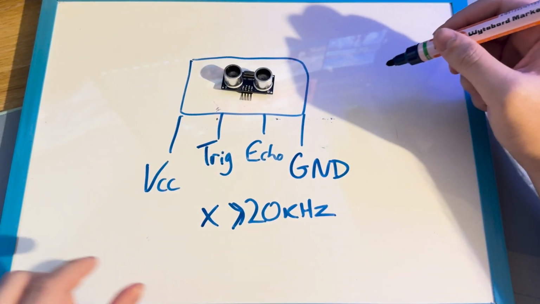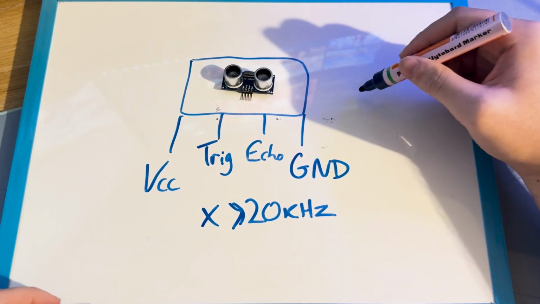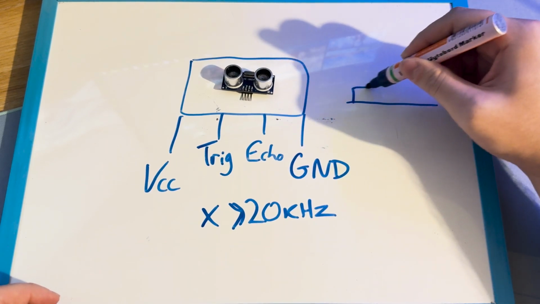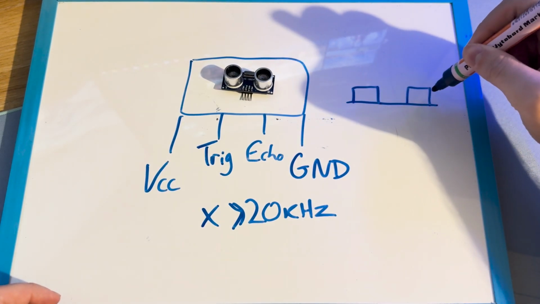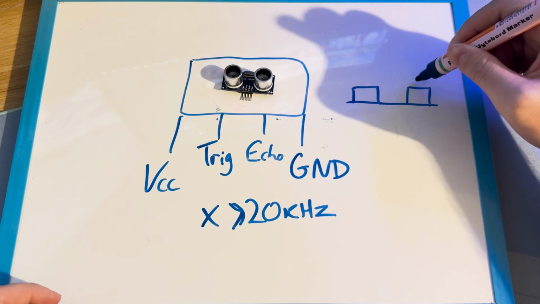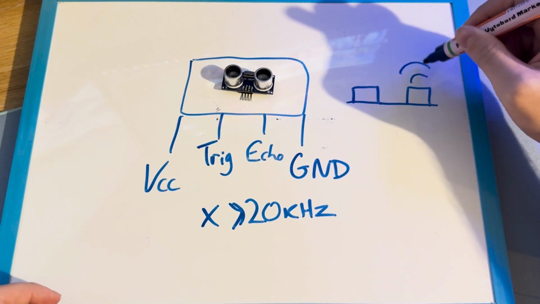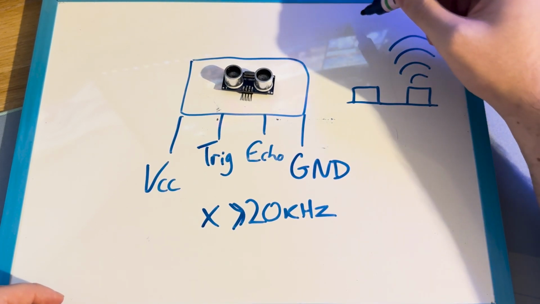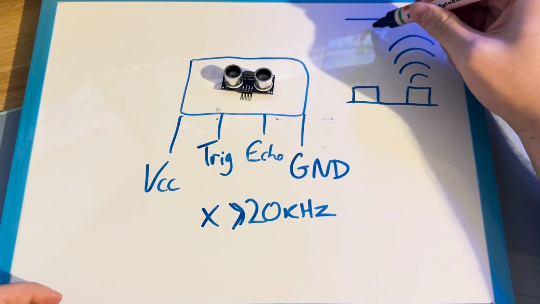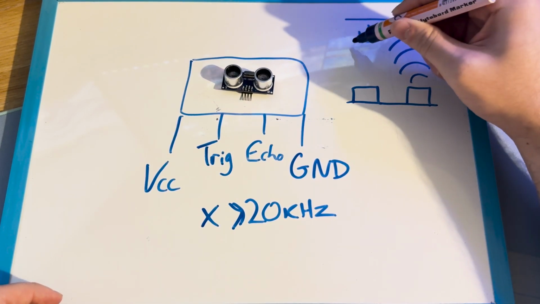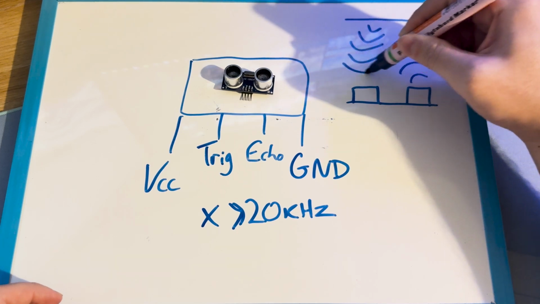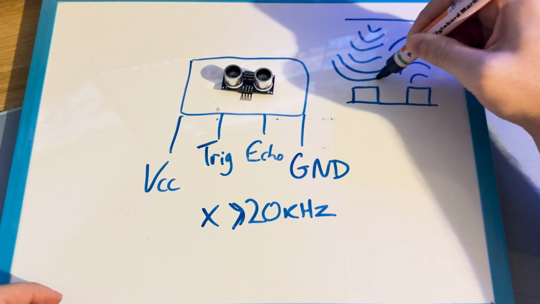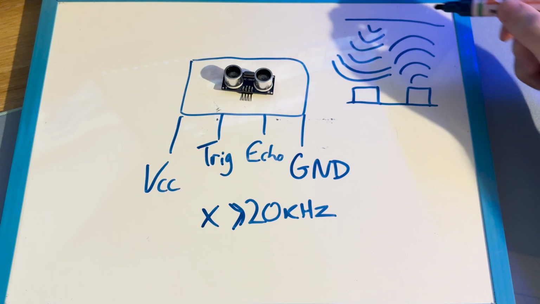So if I draw what that would look like, here we have a bird's eye view. For example, we could have this wave going out like this, and there's a wall, and then that wave would bounce back and be received by the echo pin. But how can we use this to measure distance?